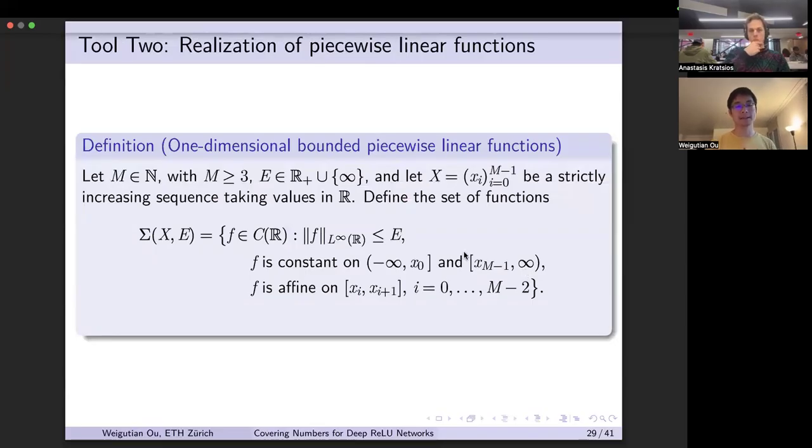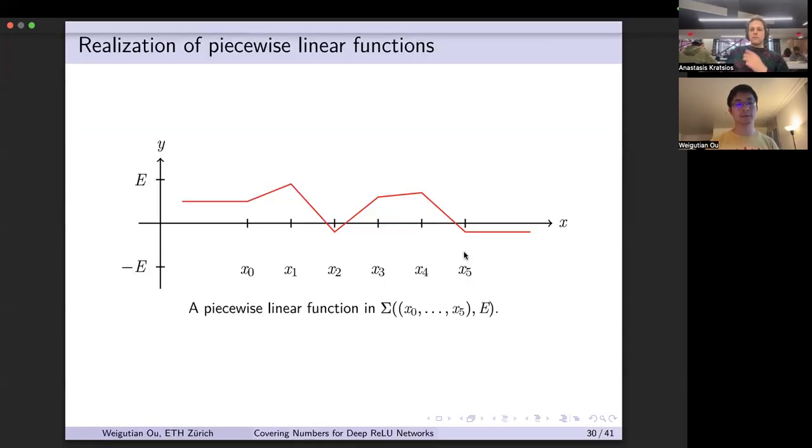And this is how we define the set of piecewise linear functions. We write it as Σ(x, E). Here, x is the set of breakpoints, and E is the L-infinity norm of the piecewise linear function. So the function I just showed you belongs to the set Σ(x0, ..., x5, E).